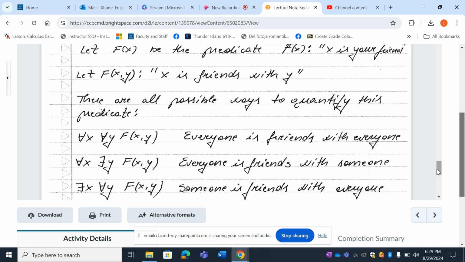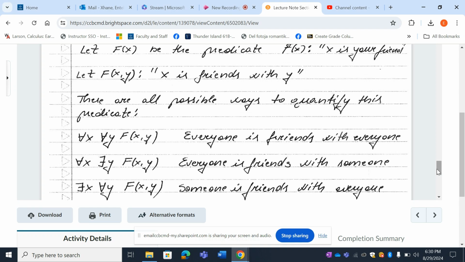So how do we quantify this predicate? Remember, I have two variables. So the existential and the universal quantifiers are going to be for the two variables. Let's take a look at the first one. There are possible ways to quantify this predicate. So for all x and for all y, f of x y, which means everyone is friend with everyone. Remember what f of x y is? X is friend with y.